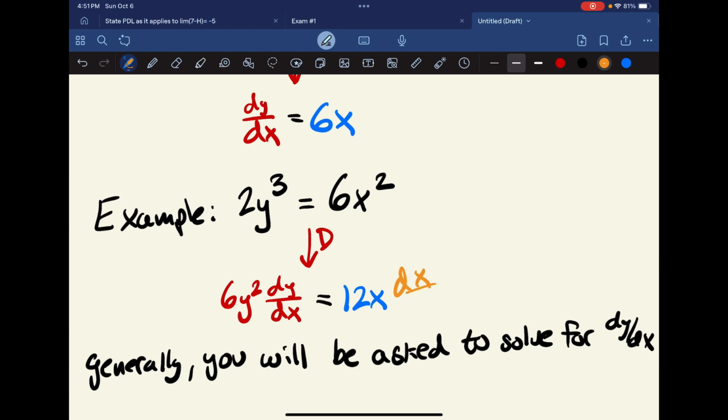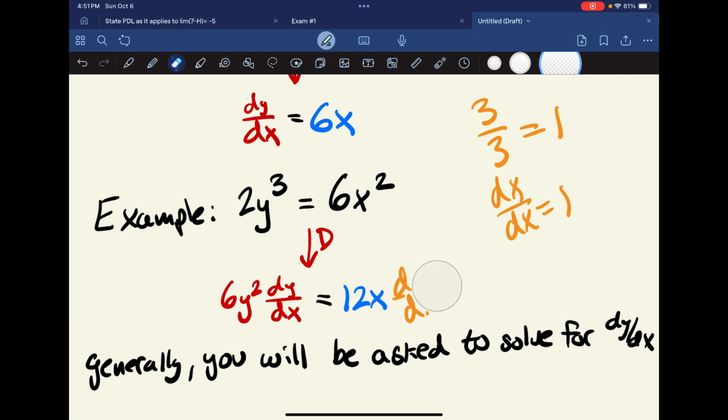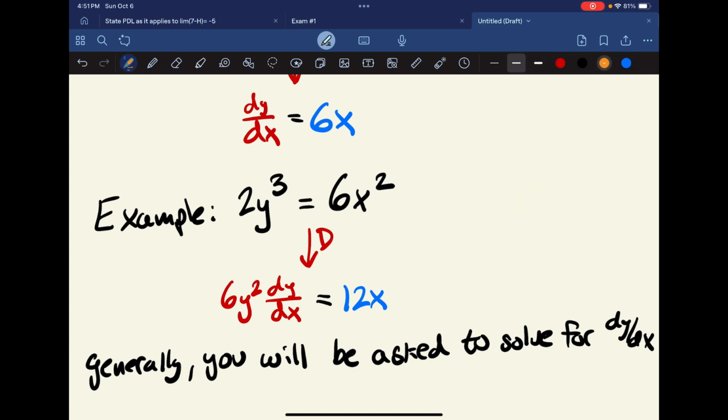Technically, every time we took the derivative of something with x in it, we should be writing dx/dx, which means the derivative of x with respect to x. But just as you'd simplify 3 divided by 3 to 1, you would also simplify dx divided by dx to 1. So you just multiply it by 1 and we just don't write it. But all you really need to know is every time you take the derivative of y or not x, you've got to write dy/dx.